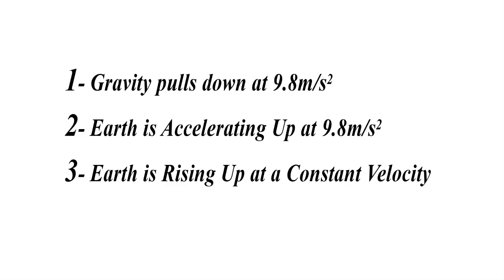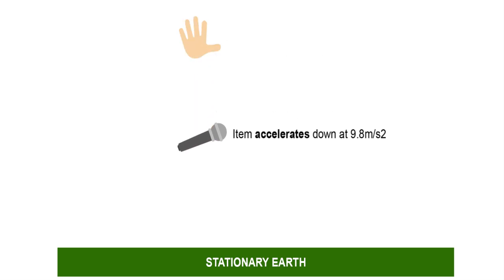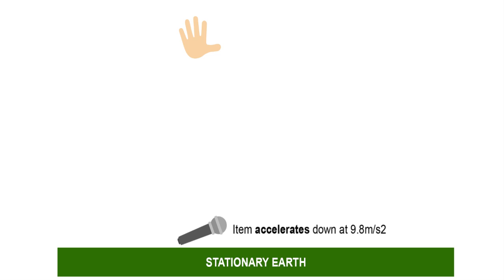Let's examine these three scenarios to see what might be happening when an item is dropped. If these scenarios were all possible to us standing inside the reference frame, visually they would all appear the same. 1. The Earth is stationary and the dropped item accelerates down to meet the Earth at a rate of 9.8 meters per second squared.